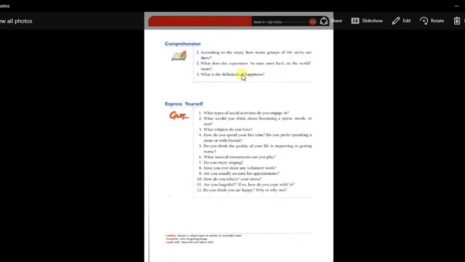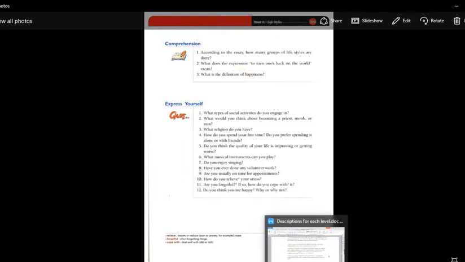And then after that, you can also ask some questions related to the topic. Actually, it is written here: what types of social activities do you engage in? As you can see, the questions are more complicated, and the students will think more about their answers. Your student will speak more than the teacher, to enhance their speaking skills. That's for level 5.